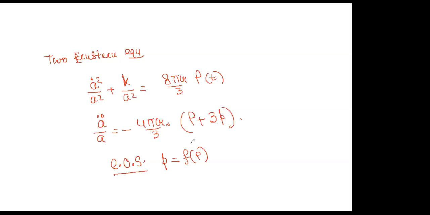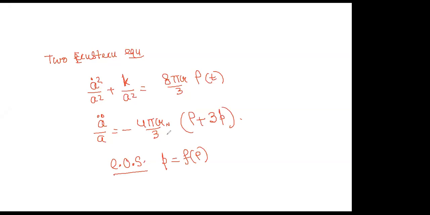Things start getting complicated. This is just if you have only one fluid. But things get complicated when you have more fluids in the universe. Maybe you can have matter, radiation, and dark energy. Then you have a rho for matter and a P for matter, two unknowns. A rho for radiation and a P for radiation, again two unknowns. And a rho for dark energy and a P for dark energy, again two unknowns. So there are more unknowns.